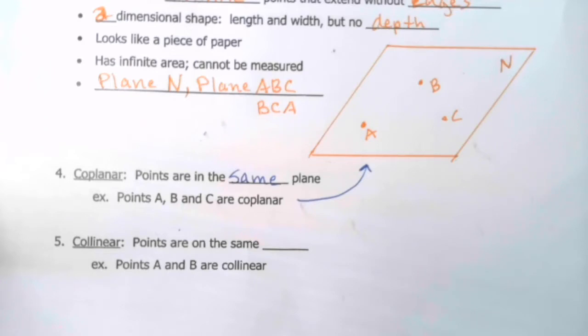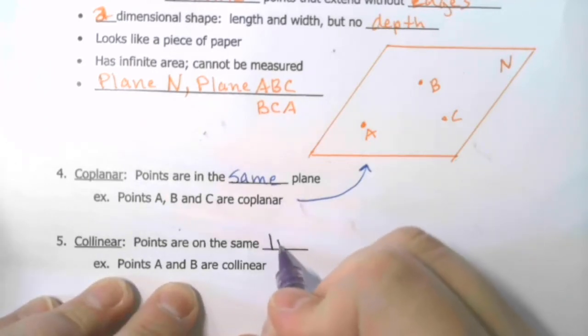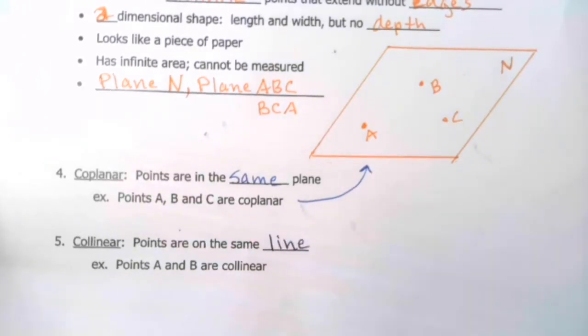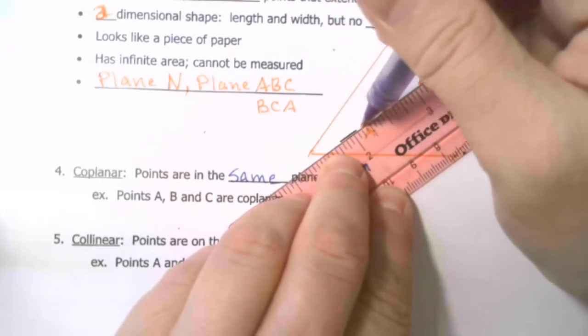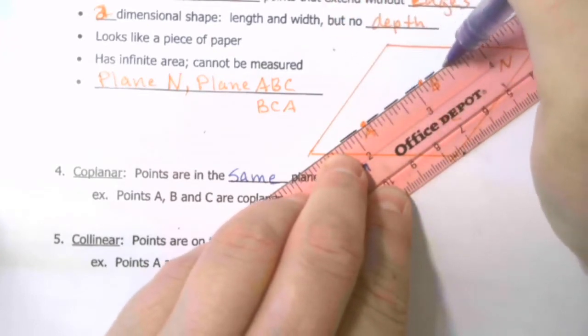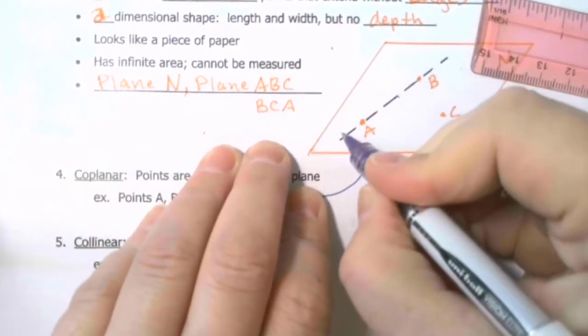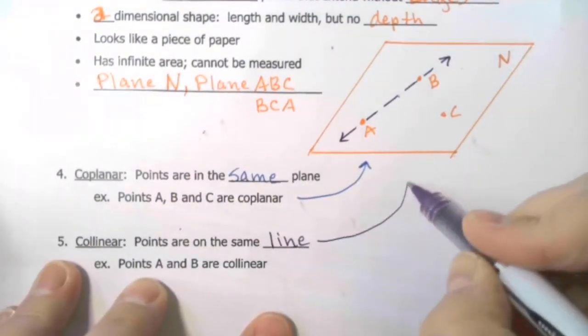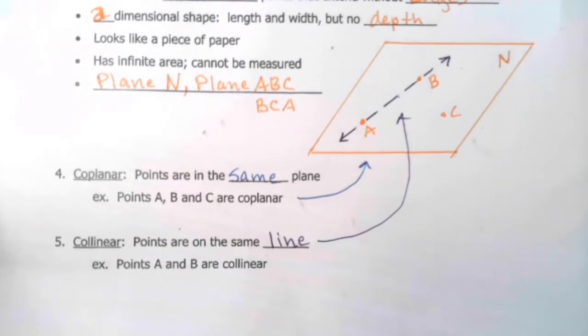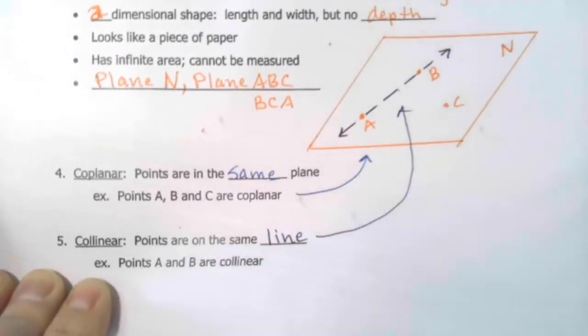Collinear means that the points are on the same line. In this case, A and B are collinear because I can draw a line through points A and B. They are collinear because they are on the line. And the line is in the plane, so it's coplanar with point C. All right, flip the page.